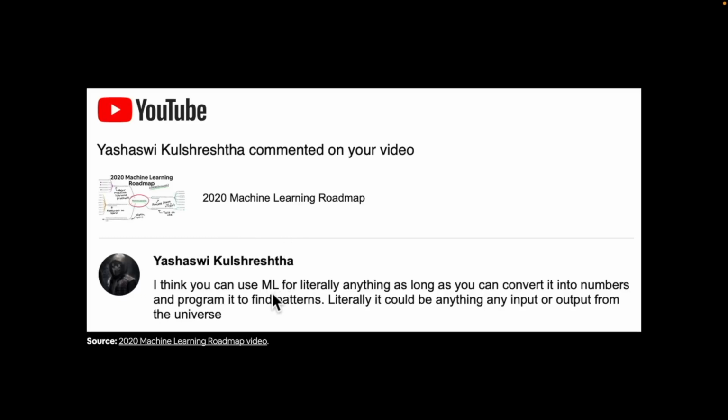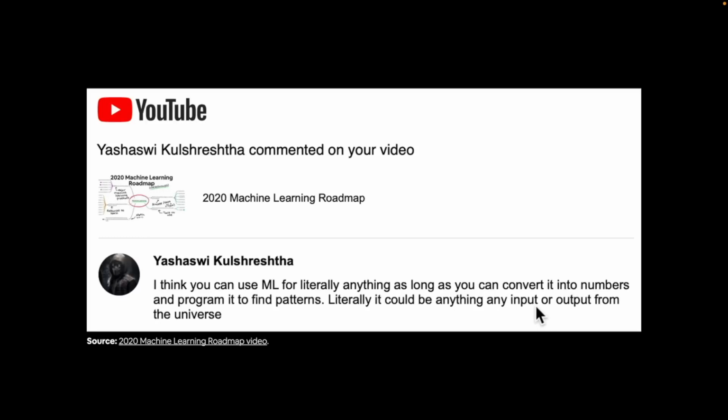For literally anything, as long as you can convert it into numbers. That's what we said before. Machine learning is turning something into computer readable numbers and then programming it to find patterns. Except with a machine learning algorithm, typically we write the algorithm and it finds the patterns, not us. And so literally it could be anything, any input or output from the universe. That's pretty darn cool about machine learning, right?